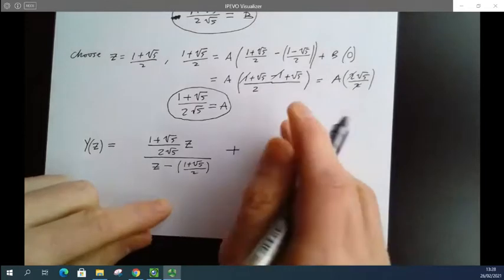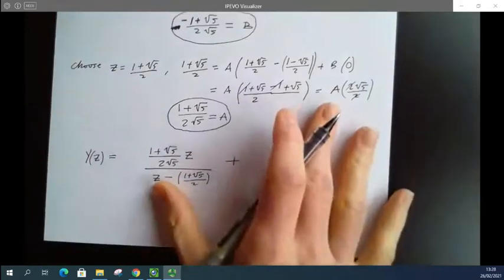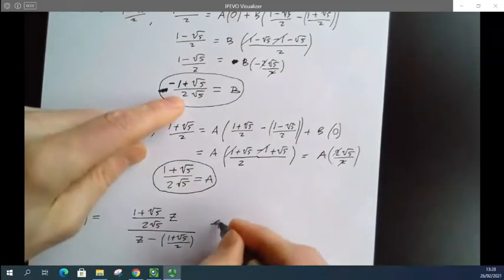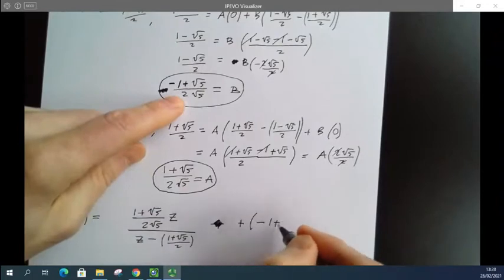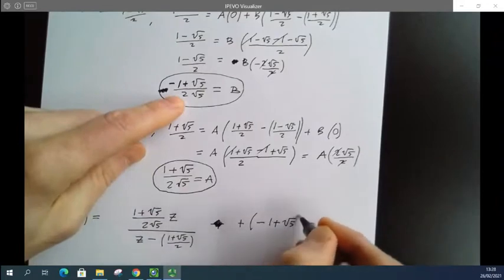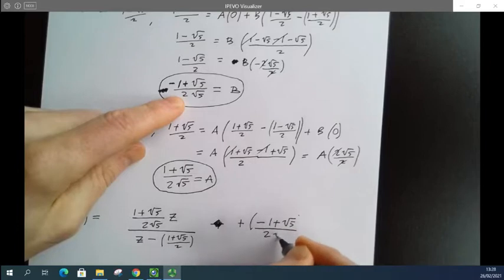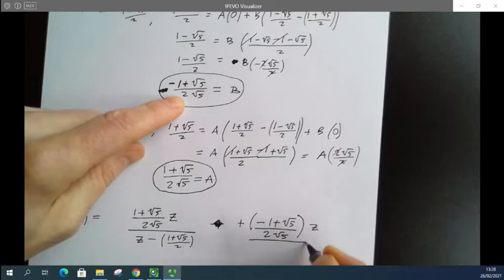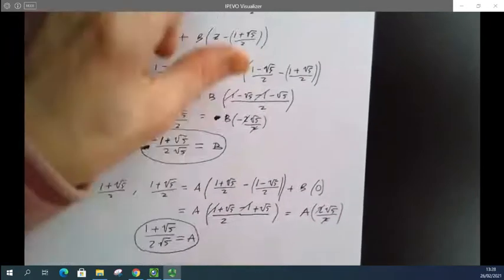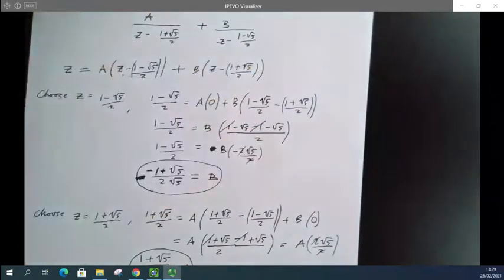Plus b, which is, well, actually I will do plus minus 1 plus root 5 over 2 root 5 times z, and that's going to be over z minus 1 minus root 5 over 2.